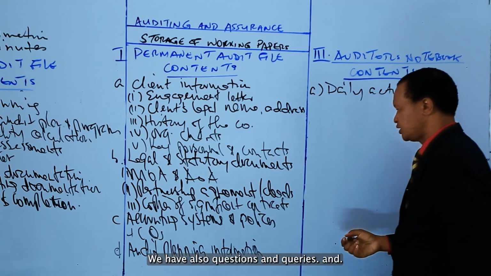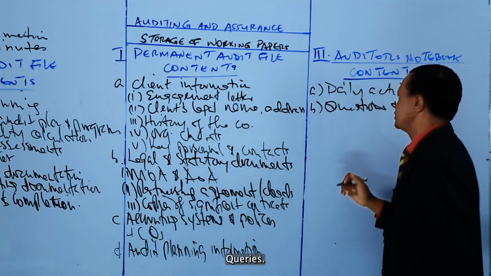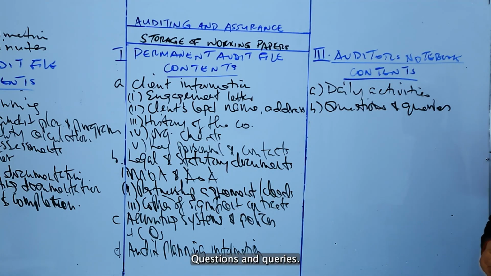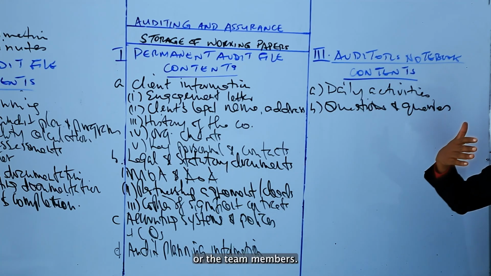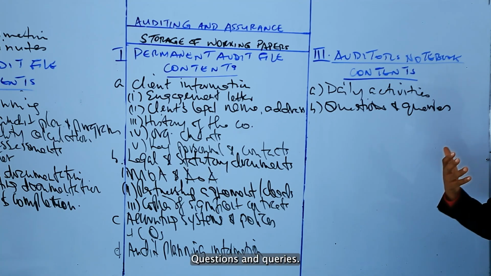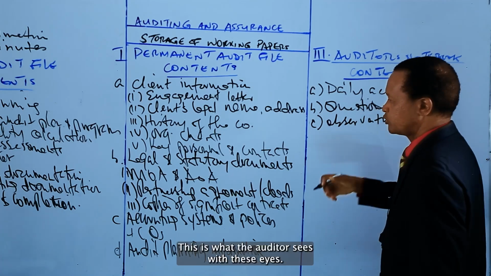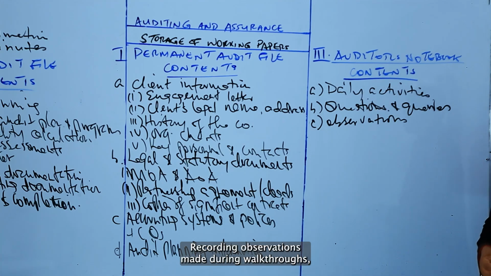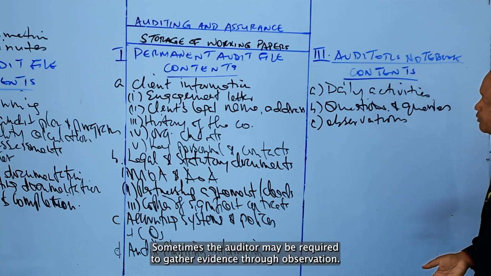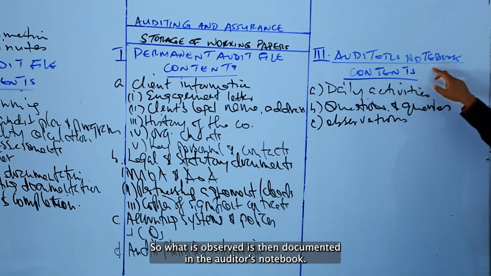We have also questions and queries. This is just jotting down questions to ask the client staff or audit team members. Number 3, observations. This is what the auditor sees with his eyes. Recording observations made during walkthroughs, during physical inspections, during client visits, and so on. Sometimes the auditor may be required to gather evidence through observation. So what is observed is then documented in the auditor's notebook.